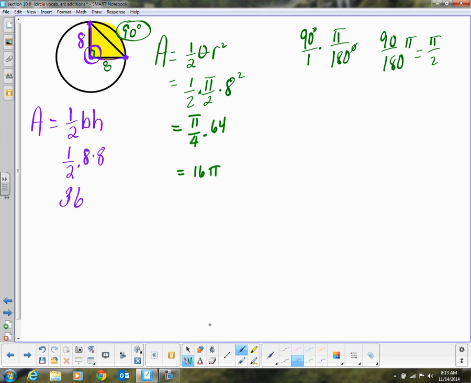So we're going to have 64 over 2, and what's 64 over 2? 32. Now, remember we talked about how we have to take the entire yellow region, which is 16 pi, and then subtract from it this triangle, which happened to be 32, and that leaves that yellow half moon. And that's not a pi, it's just 32.